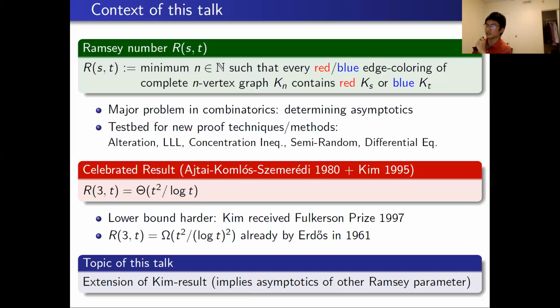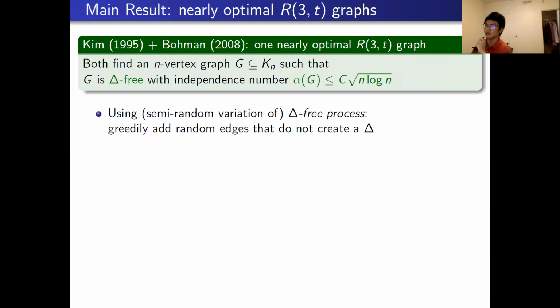So if we want to show a lower bound of the Ramsey number R(3,t), the correct lower bound, what we need to do is to find an n-vertex graph G that is triangle free and with controlled independence number. Say the independence number should be at most some constant C times square root of n log n. And that is what Kim did in 1995 and Bohman did in 2008 to find the correct lower bound of the Ramsey number.